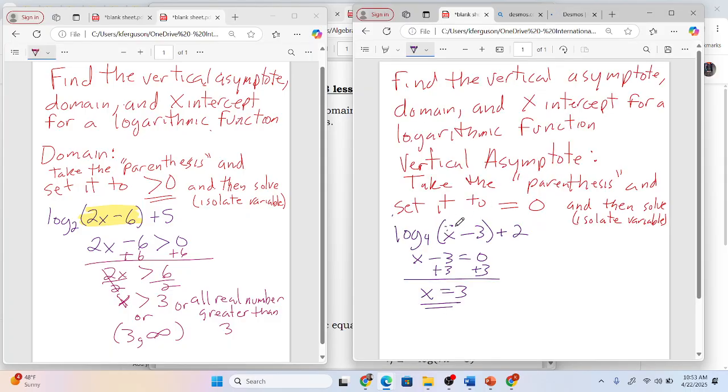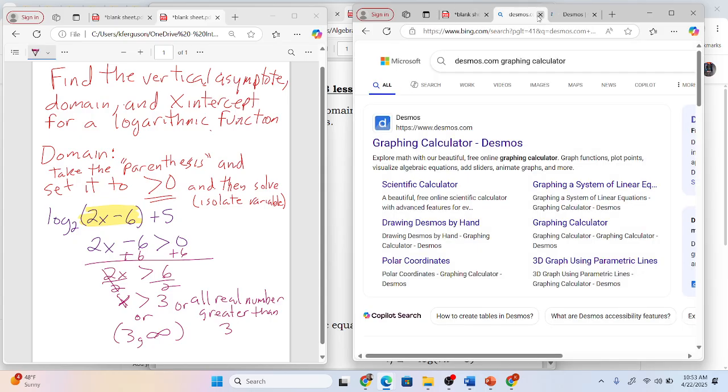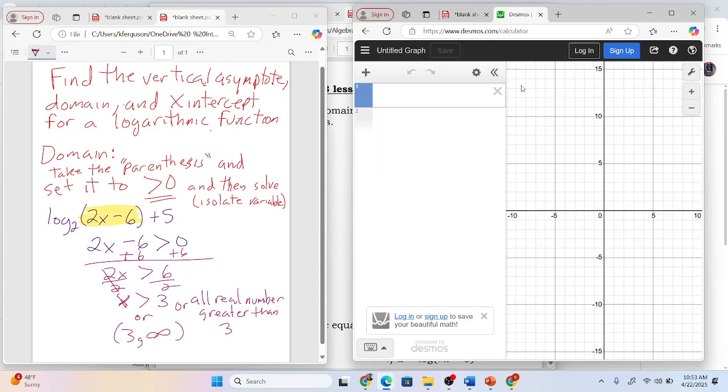Okay, log base 4 of x minus 3 plus 2. Okay, so let's do this.